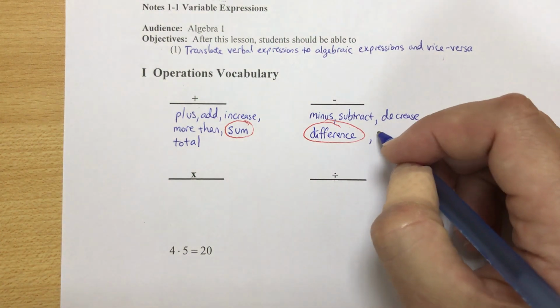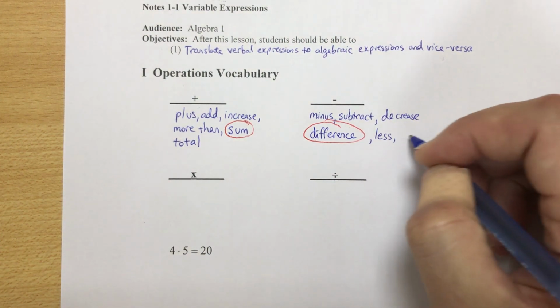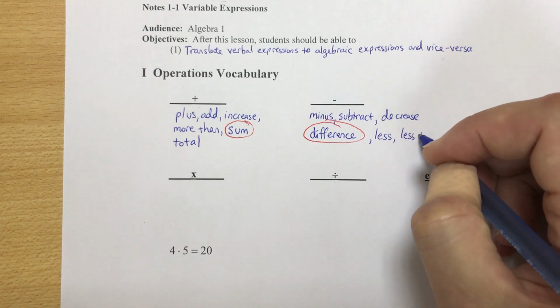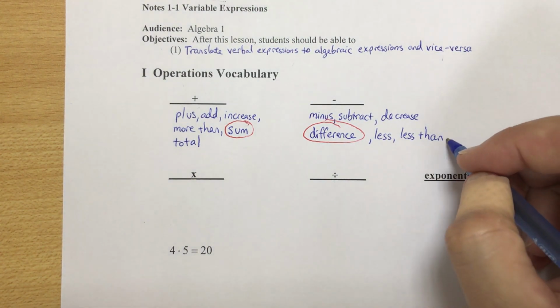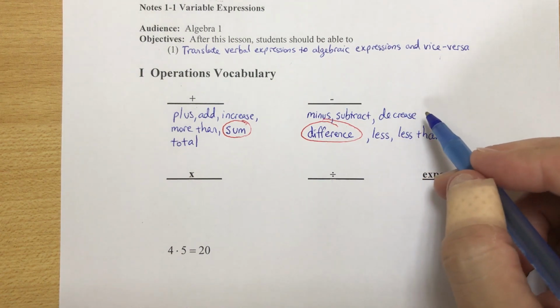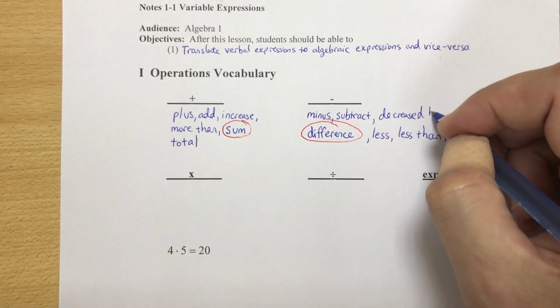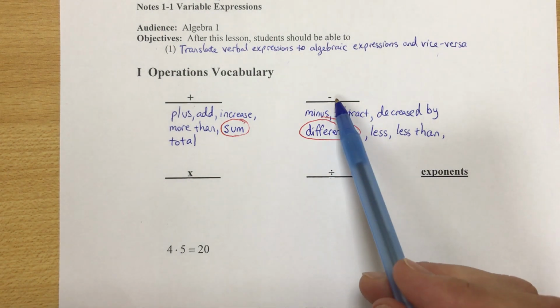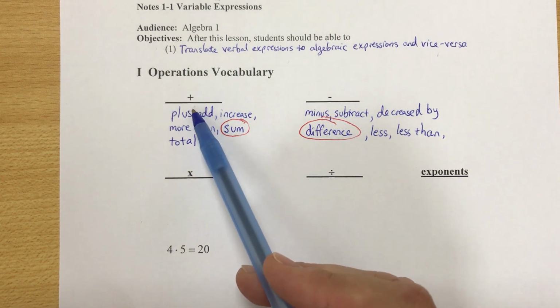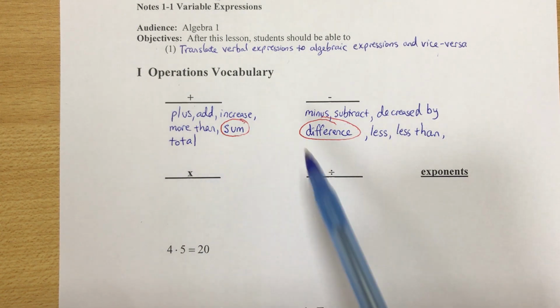And then we also have less or less than. Decrease may also be decreased by. Okay, and there are other ways to describe it. You know, it might be goes down, goes up, but these are the common words that you'll see.